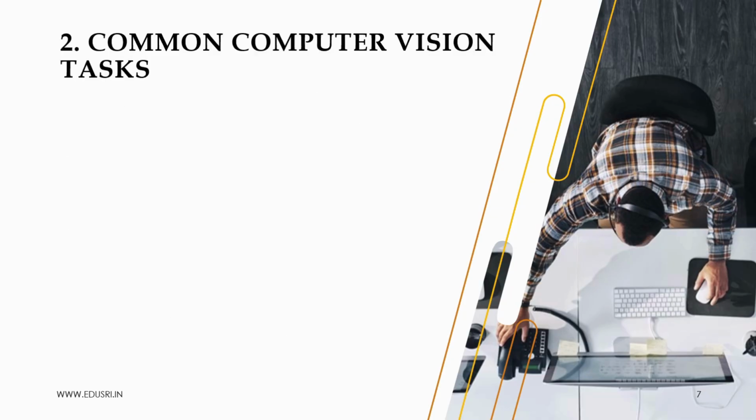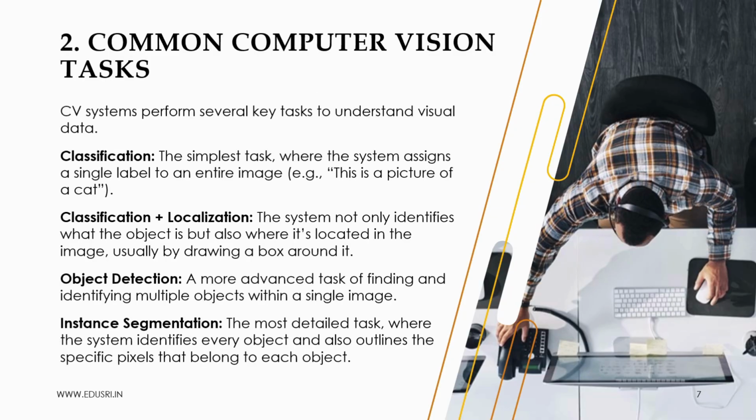Now, let's move on to our second topic, common computer vision tasks. Computer vision systems perform several important tasks to understand and analyze visual data. The first task is classification. Classification is the simplest computer vision task. Here, the system assigns a single label to the entire image.